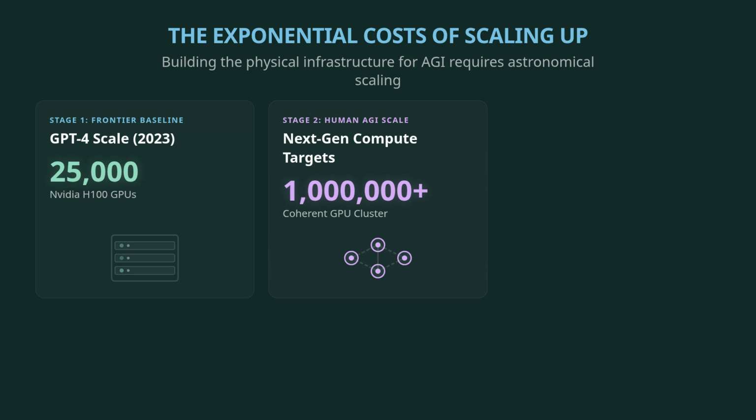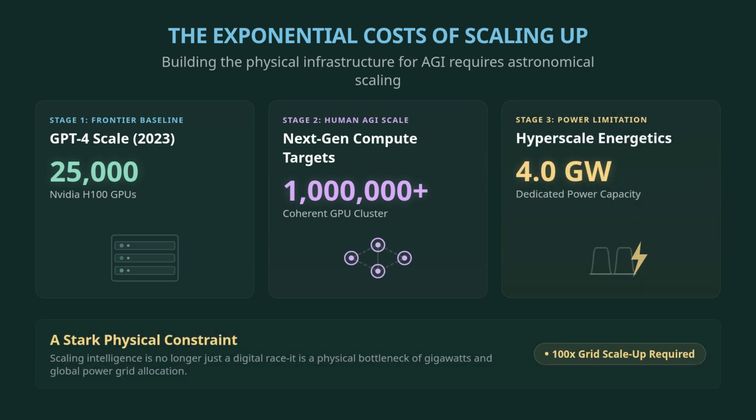This massive energetic demand creates a stark physical constraint. While a human brain operates on approximately 20 watts of power, barely enough to light a dim bulb, our current path to artificial intelligence demands millions of watts to achieve similar cognitive flexibility.